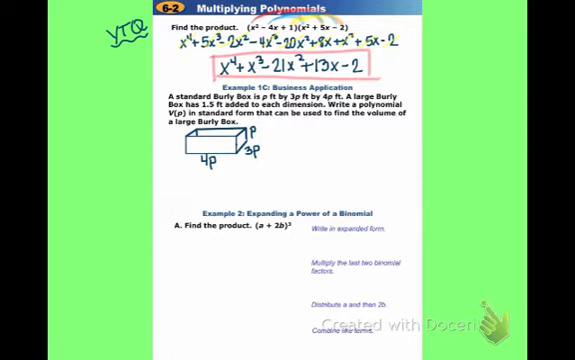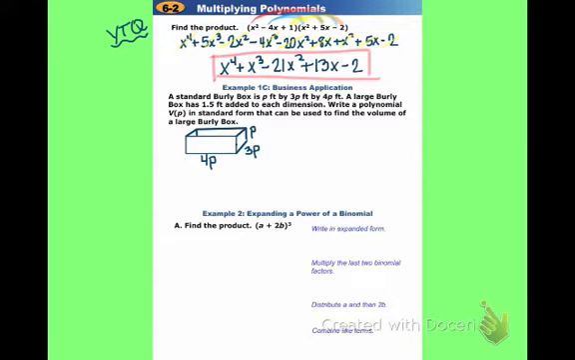And it says write a polynomial. Oh wait, I'm sorry, a large Burley box has 1.5 feet added to each dimension. And so each of these dimensions would be increased by 1.5 in this larger box. Write a polynomial v of p, so we want to call it v of p, in standard form that can be used to find the volume of the large Burley box.